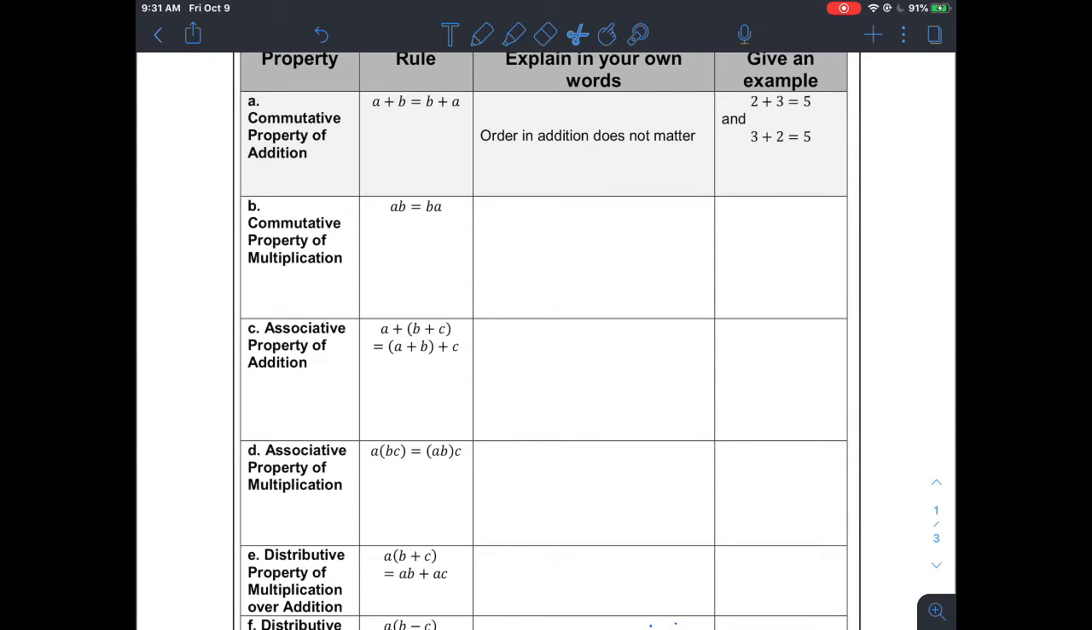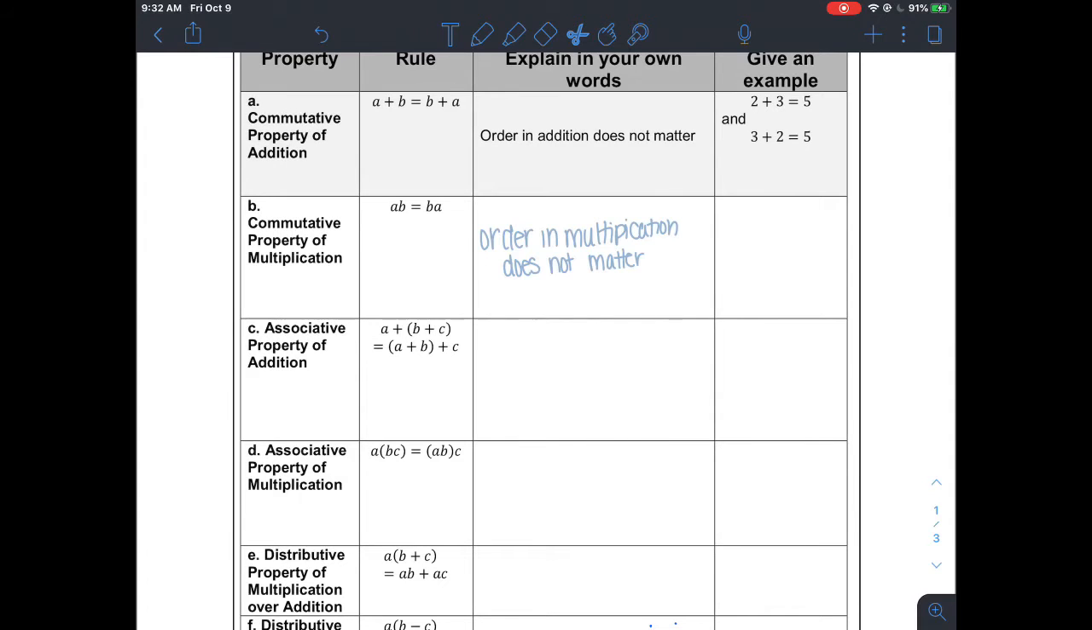So for the first one, the commutative property of addition, A plus B equals B plus A. Explain in your own words, the order in addition does not matter. So to give an example, 2 plus 3 equals 5, and if I flipped the order, 3 plus 2 also equals 5.